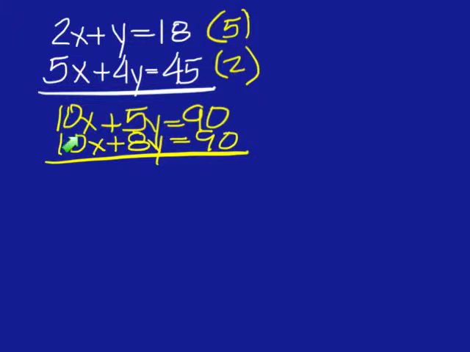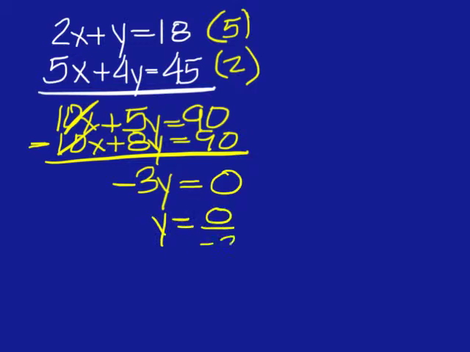Now on the left hand side you have two positive 10s. If they're both positive you subtract to make them 0. If one were negative and the other is positive, that's when you add. But they're both positive, so subtract, and these cancel out. Now you have 5 minus 8. 5 minus 8 is a negative 3. And then the next step is 90 minus 90 is 0. So divide 0 by negative 3. And the answer should be 0 for y.